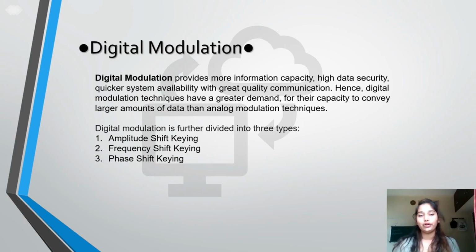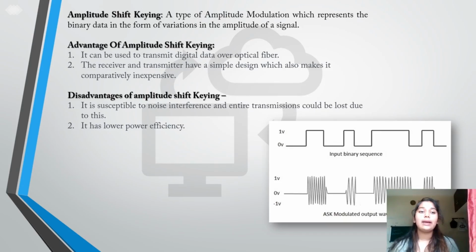What's digital modulation? Digital modulation provides more information capacity, high data security, quicker system availability with great quality communication. Hence, digital modulation techniques have a great demand for the capacity to convey a large amount of data than analog modulation techniques. Digital modulation is further divided into amplitude shift keying, frequency shift keying, and phase shift keying.